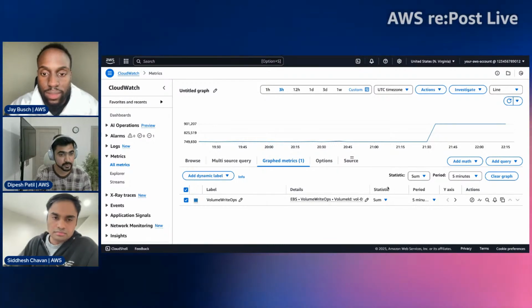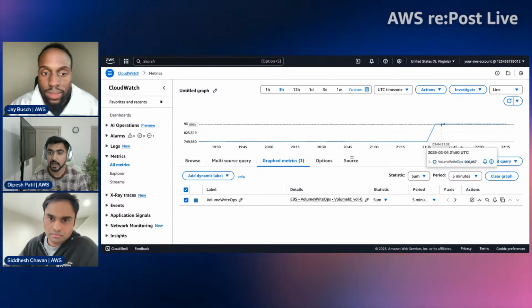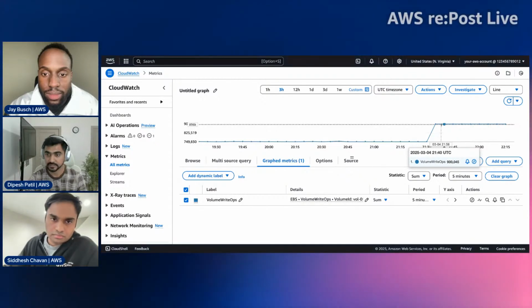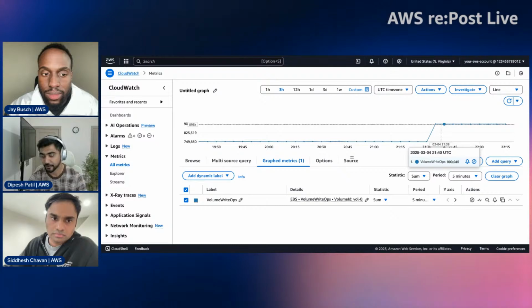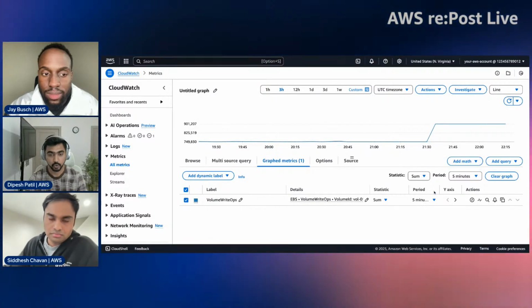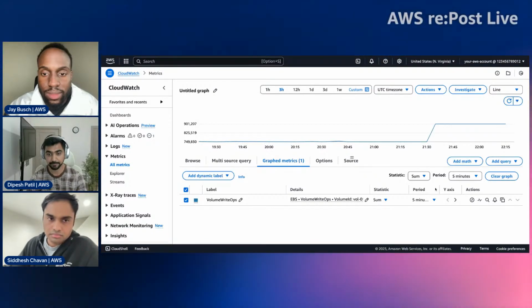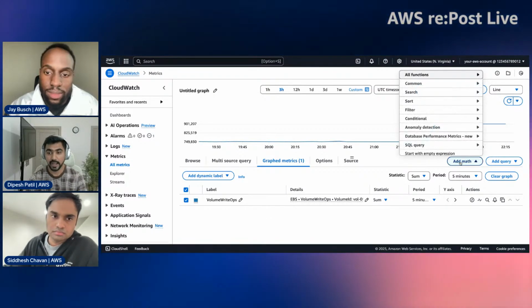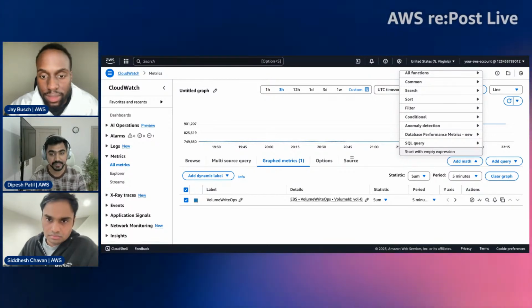Now my EBS volume has an IOPS threshold of 3000 IOPS. However, looking at the IOPS, this number is way higher than what I have configured it for. But that is because the period here is 5 minutes. So to calculate the write ops for a given second, we have to add a math query. I mean, we have to divide the value by the period in seconds.